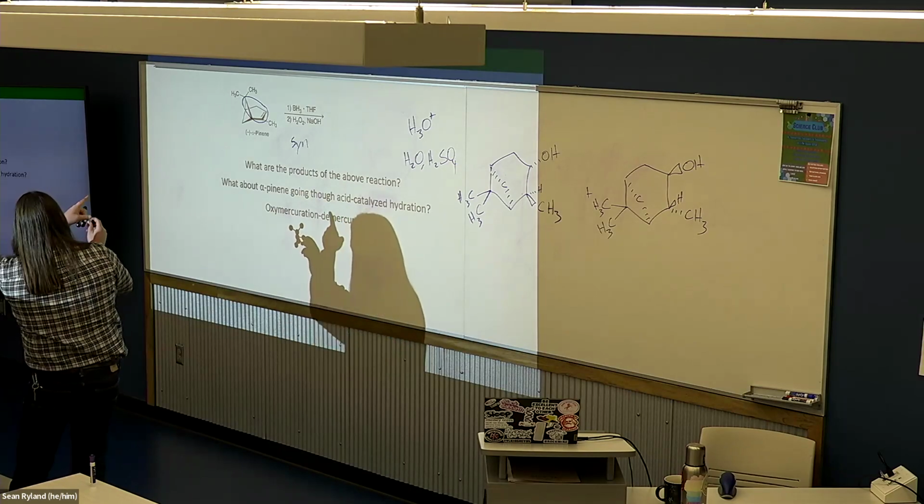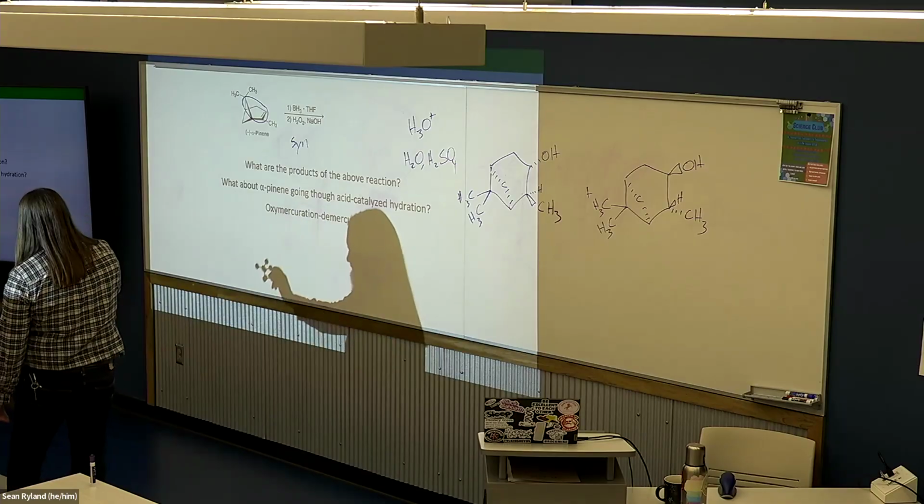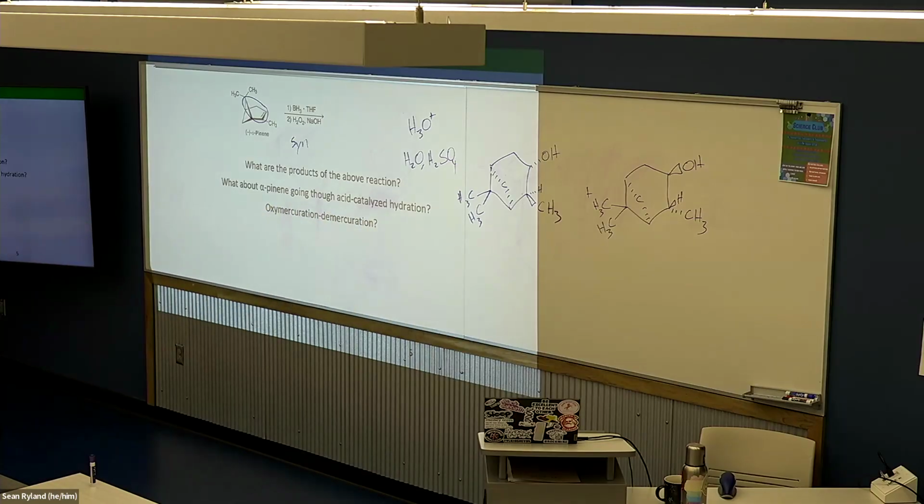All right, so that looks like what we have up there, right? Ish. So actually, I can get closer. Our boron is going to come to the less substituted carbon to attach because of the sterics. We still have to choose, does it come from this side or this side, right? So the boron's going to come here from this side, and then all those steps in the hydroboration mechanism maintain that same stereochemistry.